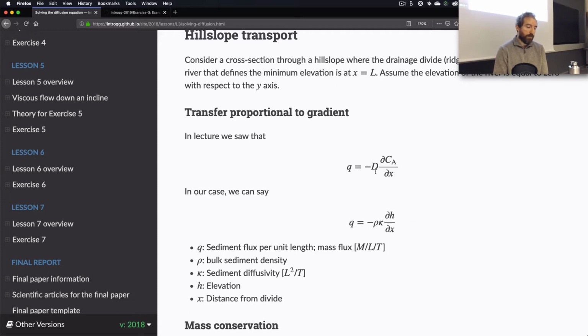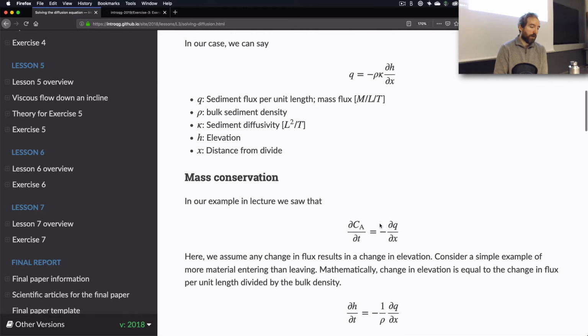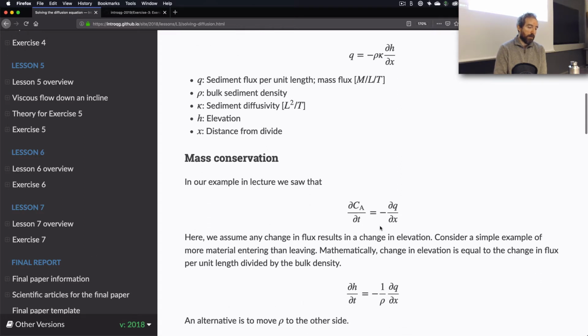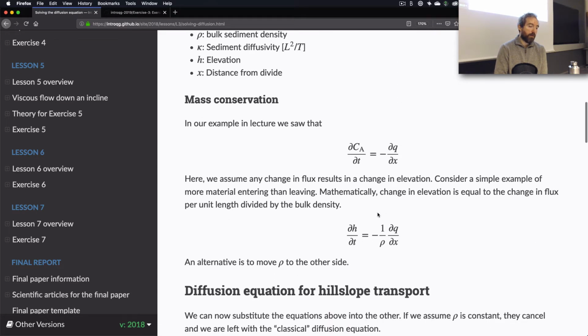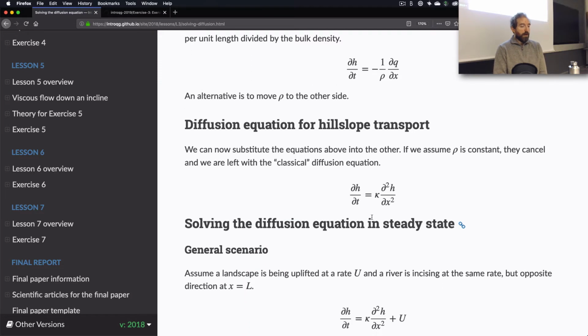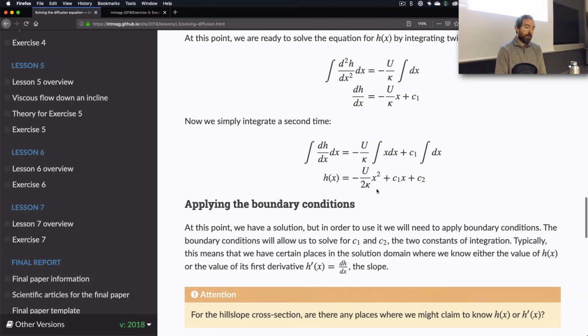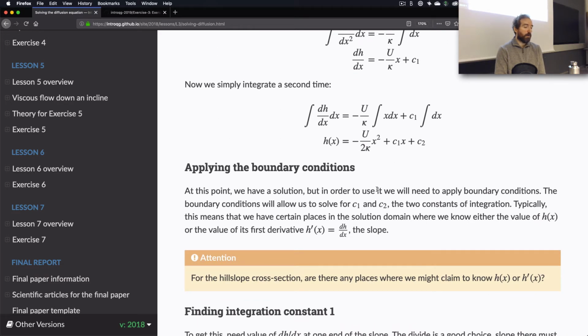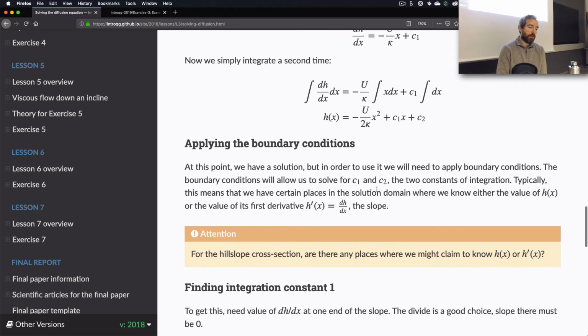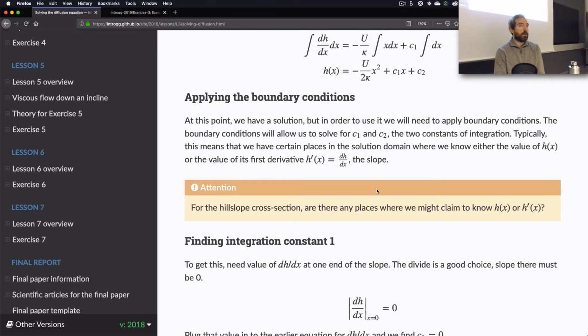So this D is replaced by a density times a sediment diffusivity, but you can go through this if you like. And then there's a mass conservation term as well that's similarly formulated in terms of the hillslopes. And then those two are combined, and basically we go through an example of how to solve for the elevation of a hillslope profile experiencing the diffusion process, how to apply the boundary conditions and things like that.